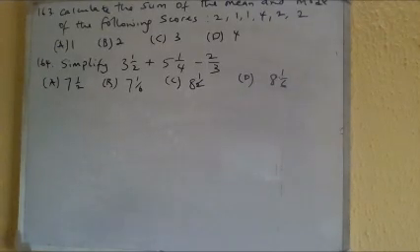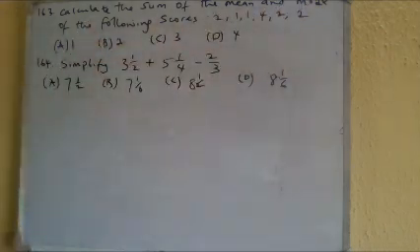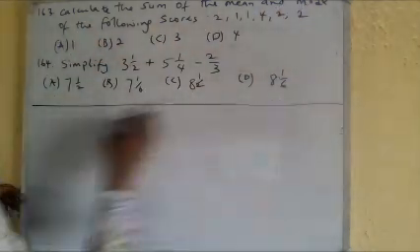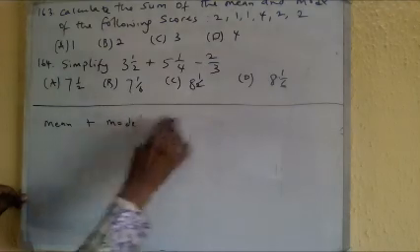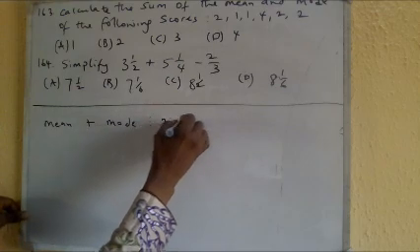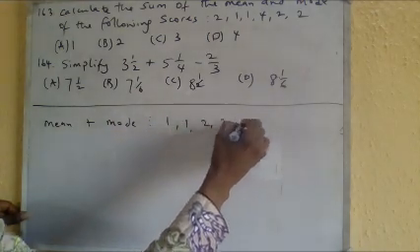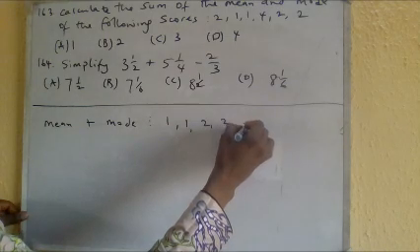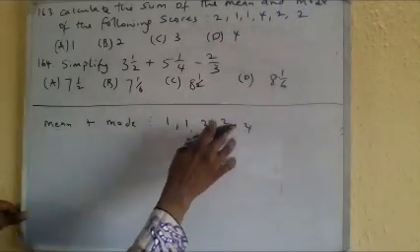Okay, so I have on the board two questions. 163 says, calculate the sum of the mean and mode of the following. So what you do for this 163 is to add the mean plus the mode of this distribution. So write it down. Let me write it in ascending order. So I have 1, 1, 2, 2, 2, 4.